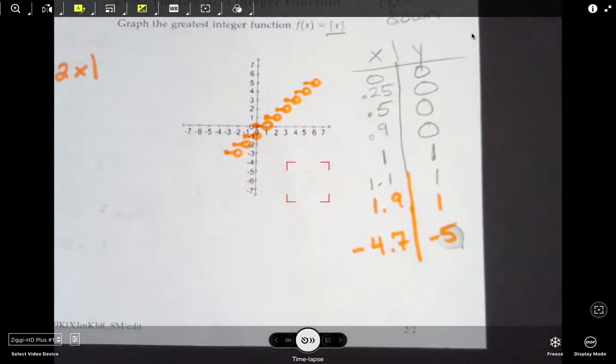Okay? There is an open circle on the right of every unit and a closed circle on the left of every unit because going along, you're always rounding down until you get to that exact value of the next integer and then you bump up. So that's why there's an open circle on the right side and a closed circle on the left side of each piece.